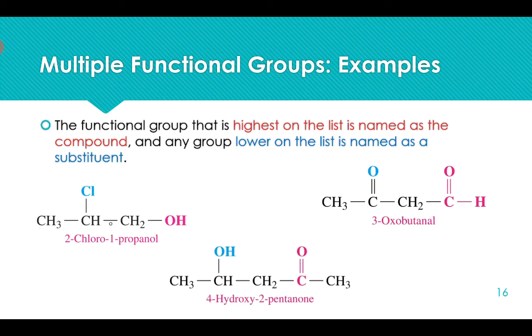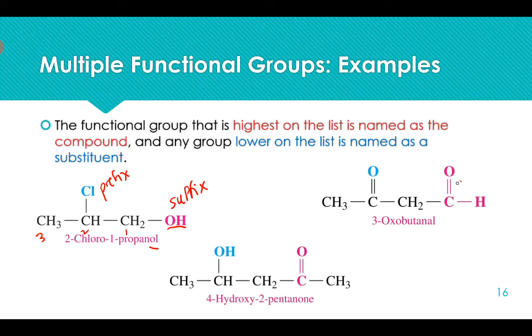This molecule has 1, 2, 3 carbons, so that's propane. This is the suffix. This is part of the prefix. And so this is propanol, and that is 2-chloro.